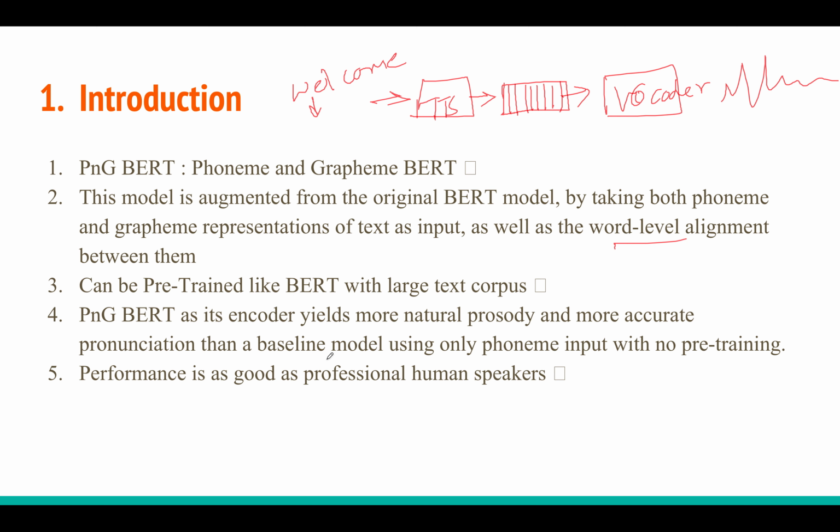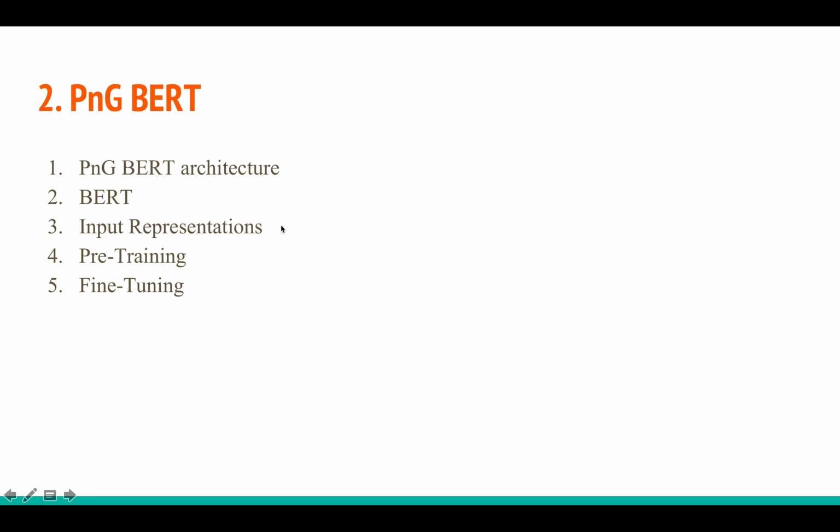And one amazing thing about this paper is that the performance is the same as humans, right? So basically it is measured with something called MOS score, mean opinion score. So that score is similar to the humans' MOS score. So we'll see those results in the coming slides.